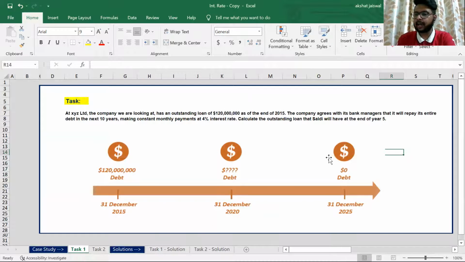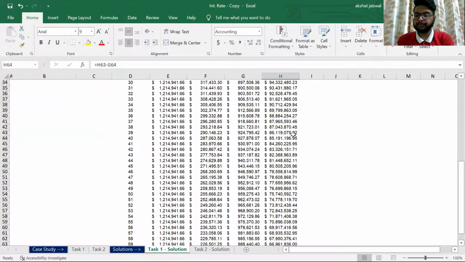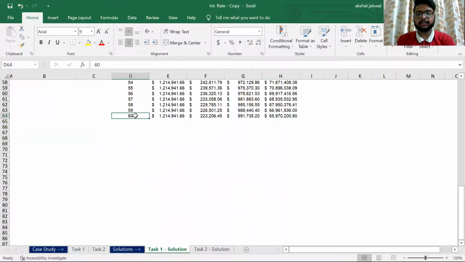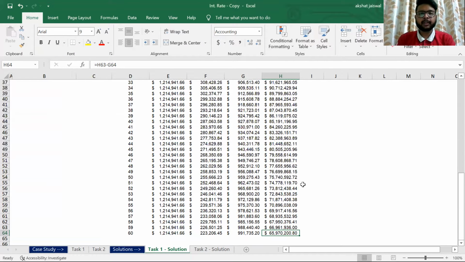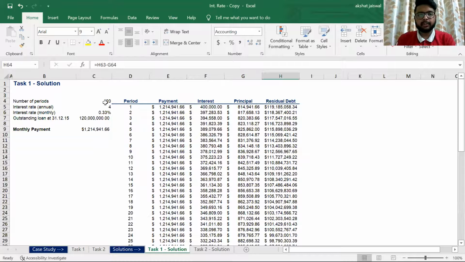So this is task one, where they asked us to calculate the debt schedule at the end of 5 years, telling that we have to repay our entire debt within the next 10 years. So we have arrived at this debt schedule, and you can see that at the 60th month the value is still not zero because we have taken the debt for 10 years, which is 120 months. So for another 60 months, at the end of the 120th month, the residual debt has to be zero. And this is your solution, and you can see the number of payments. The interest rate and the monthly payment have been calculated on a monthly basis.